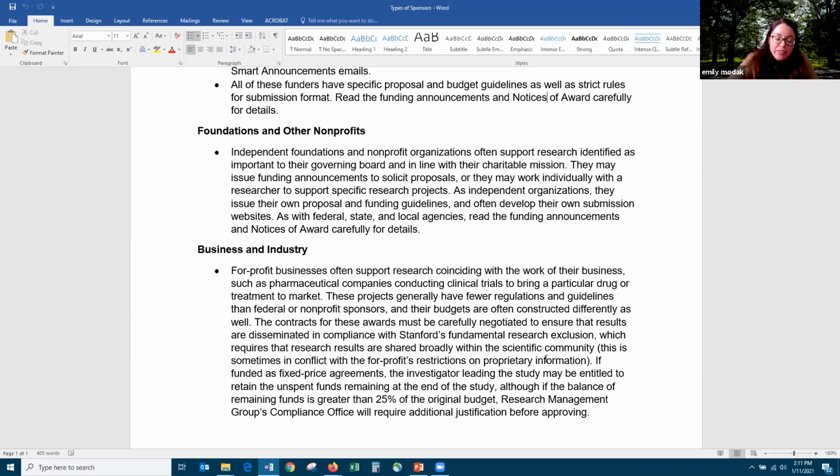And then finally, we do have research that's funded by business and industry. The big example, of course, is pharmaceutical companies conducting clinical trials to bring a particular drug or treatment to market.